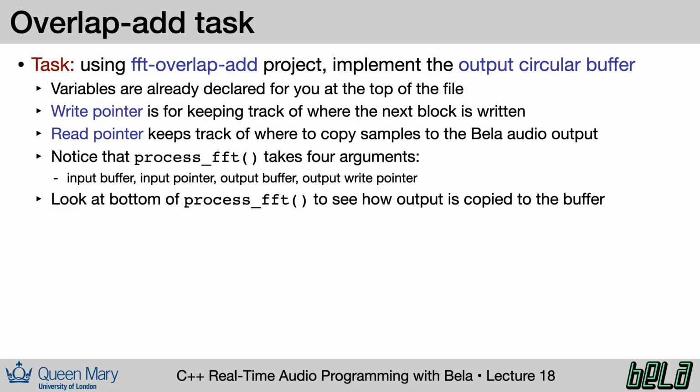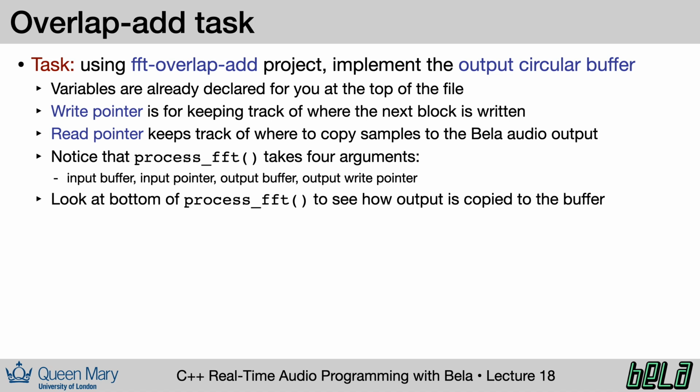That takes us to our first task. The goal here is going to be to implement the diagram we just saw as code. Most of this structure is already given to you from the previous lecture. Our job is to implement the output circular buffer. The variables have been declared for you at the top of the file. You'll find a vector of type float, which is the array, a write pointer, which keeps track of where the block should be written, and a read pointer, which keeps track of where to copy samples into the audio output.